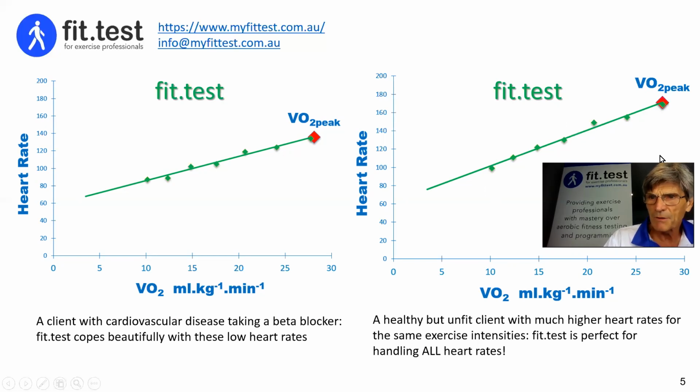However, the actual estimate of fitness is the same because these people achieve the same work rates on the cycle ergometer in this case. So this just shows you that fit.test is beautifully flexible for testing people with cardiovascular disease, say taking a beta blocker with flat and low heart rate responses to exercise, versus someone who has normal or fairly steep heart rate responses to exercise, and yet we can use them both to estimate quite nicely VO2 peak.